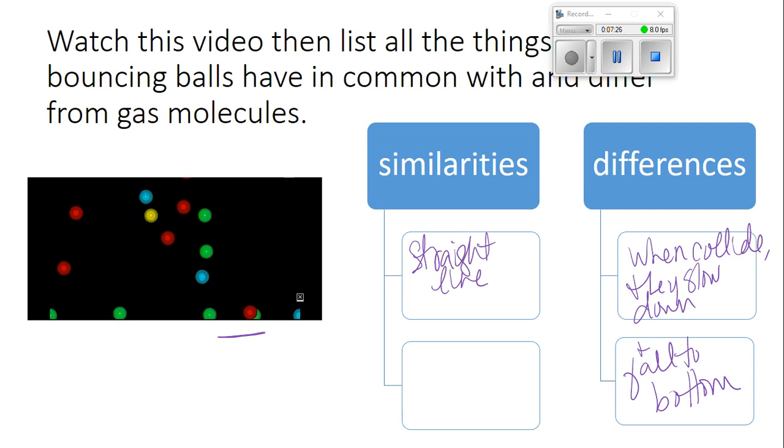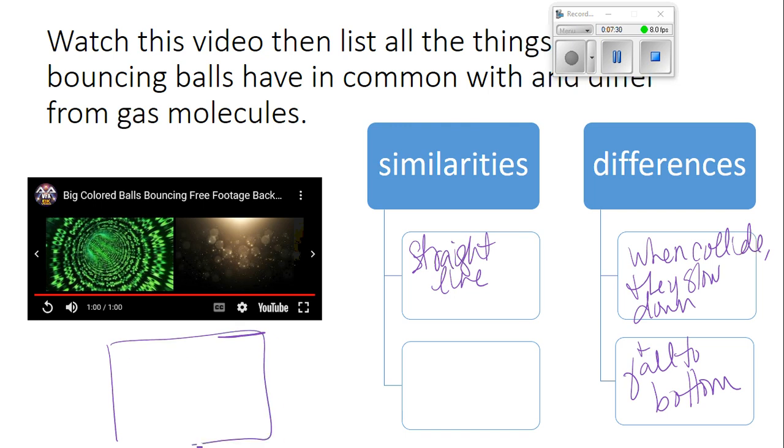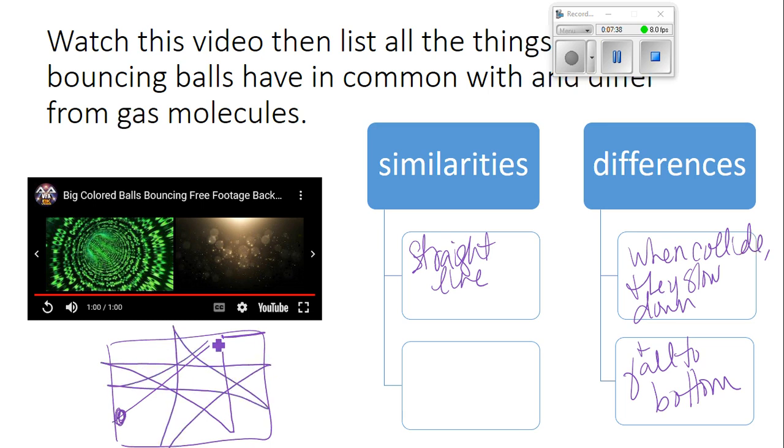What I want you to think of, instead of just bouncing balls, remember those screensavers where there would be a little ball and it would go boing, boing, boing, boing. I know you love the sound effects. That is really how a gas molecule moves. Constant straight line motion. When they hit each other, it's like an elastic collision. It doesn't fall and lose any energy. It just keeps on going.